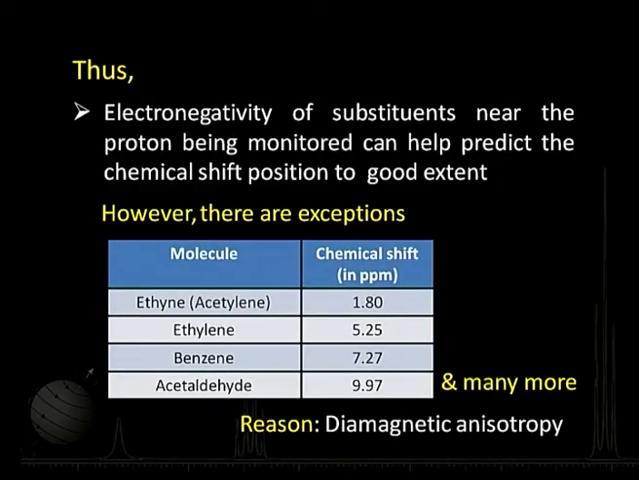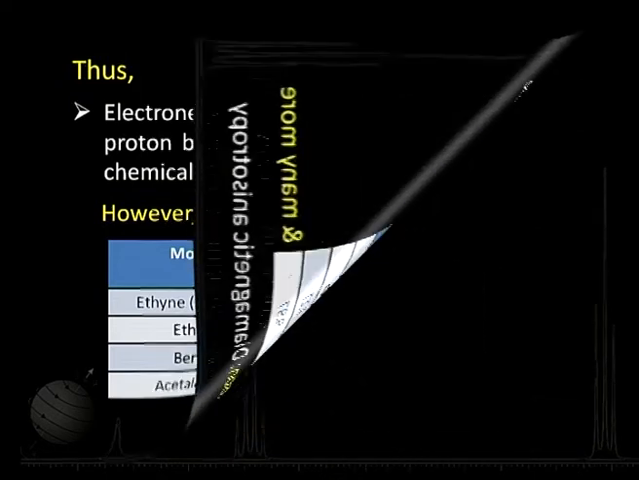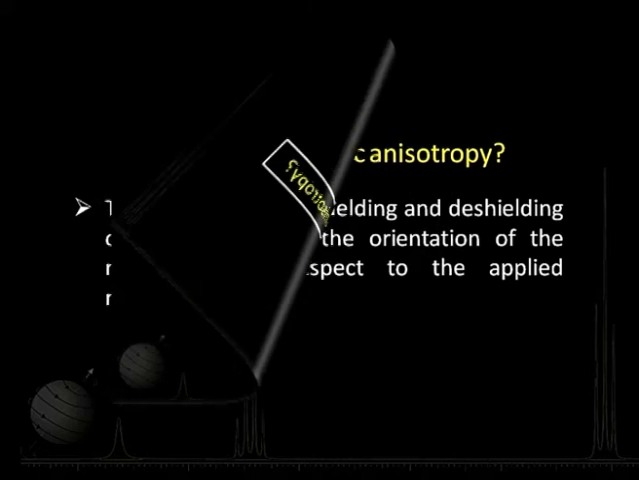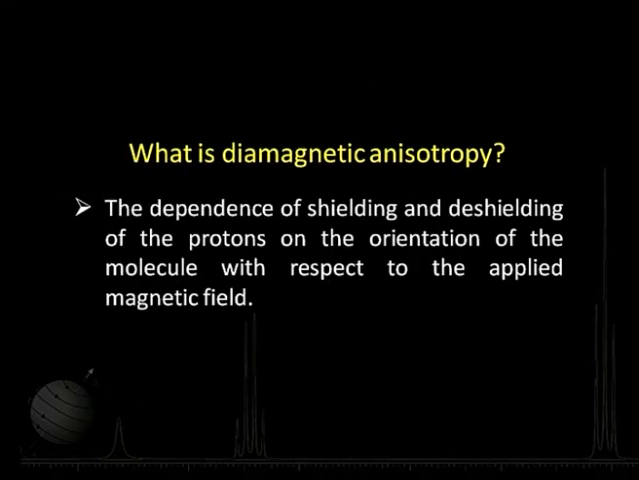And the reason for that is a new factor, a very important consideration, called diamagnetic anisotropy. Let us understand what diamagnetic anisotropy is. Diamagnetic anisotropy basically refers to the dependence of shielding and de-shielding of the protons on the orientation of the molecule with respect to the applied magnetic field.